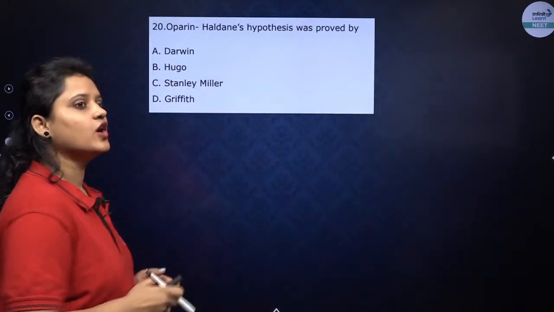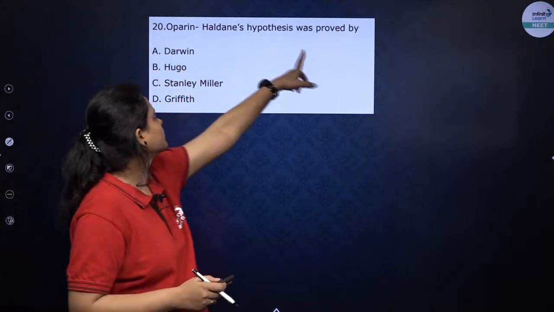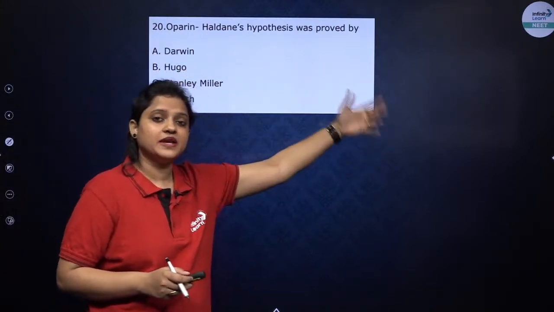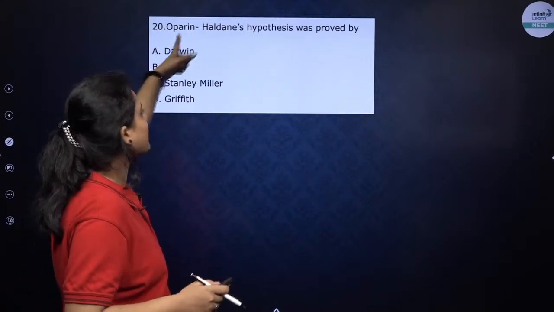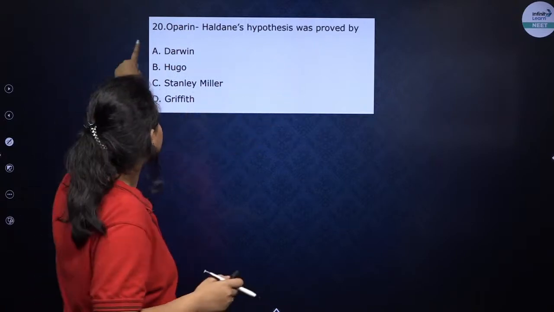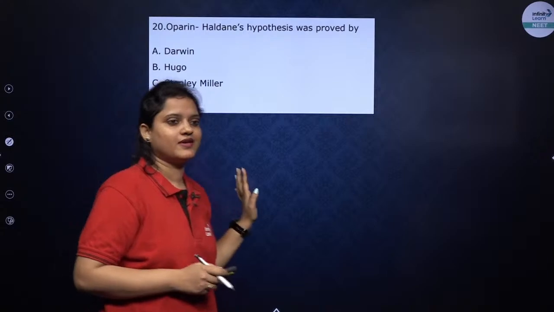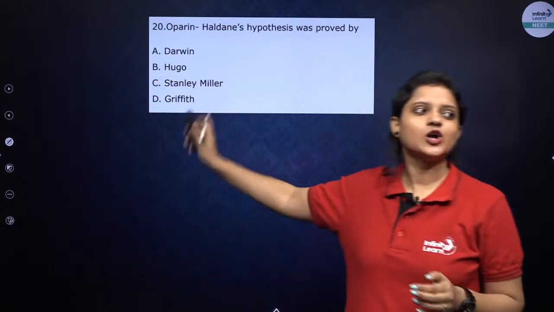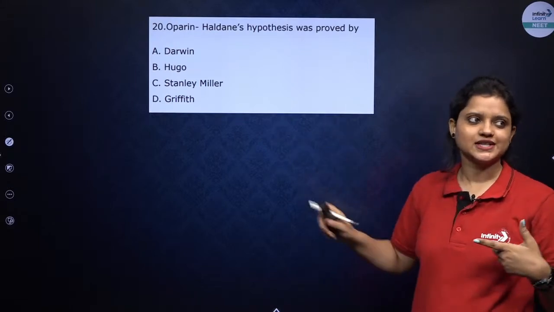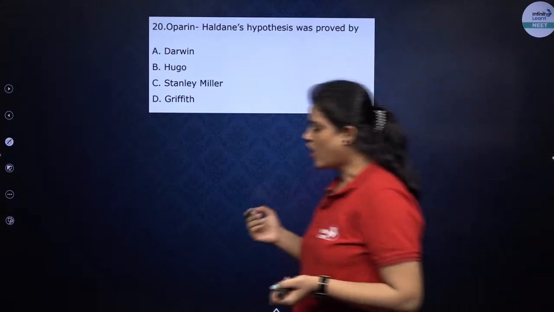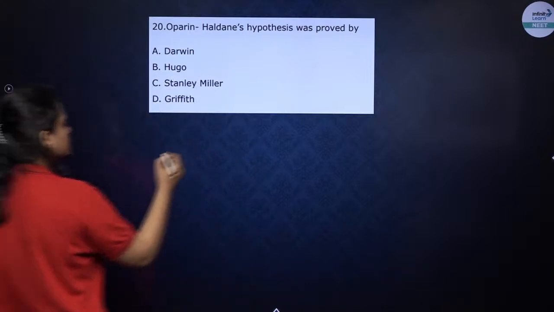Next question on your screen. Oparin and Haldane's hypothesis was proved experimentally by whom? Darwin, Hugo de Vries, Stanley Miller or Griffith? Can anybody tell me the correct answer for this question? Can you recall Miller's experiment?